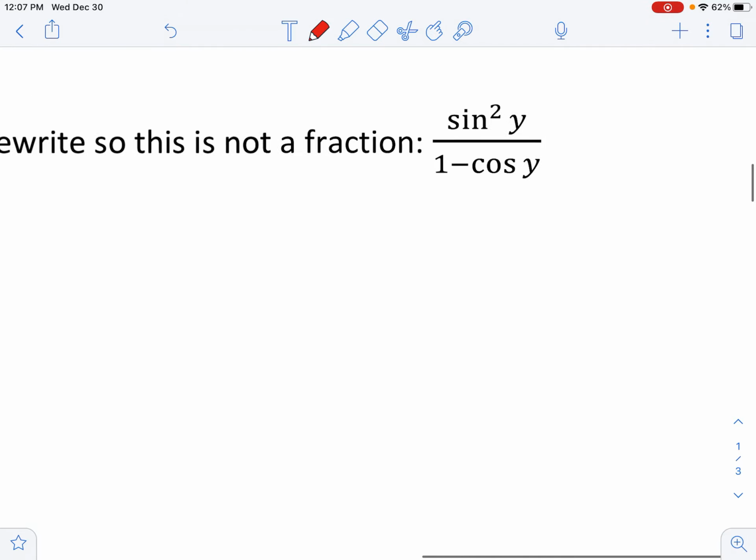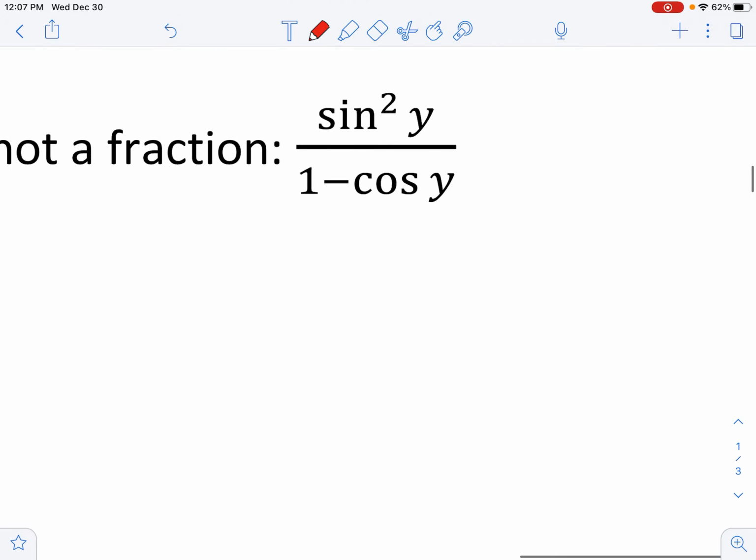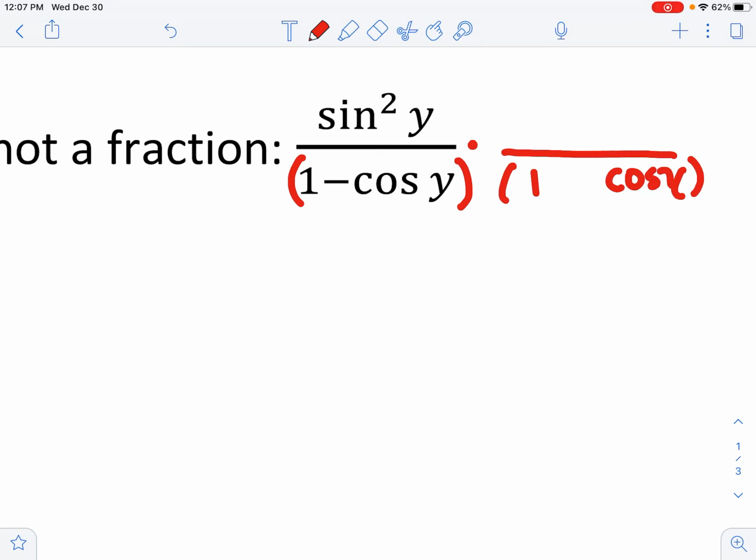But another thing that you can do is rewrite it so it's not a fraction. How do you rewrite it so it's not a fraction? You multiply by the conjugate of the denominator. The conjugate would be to keep this the same and this the same, but change the sign in between them.